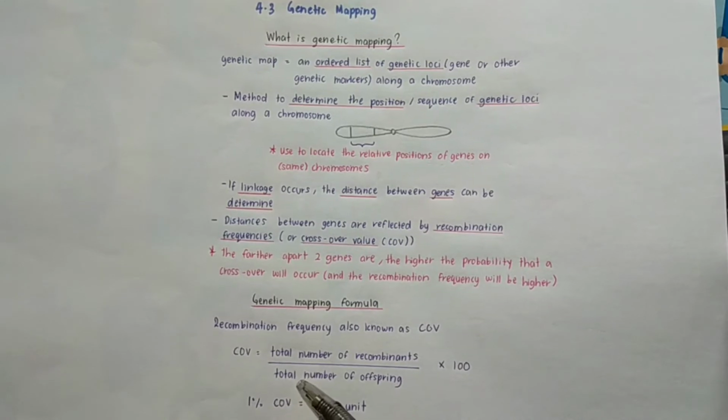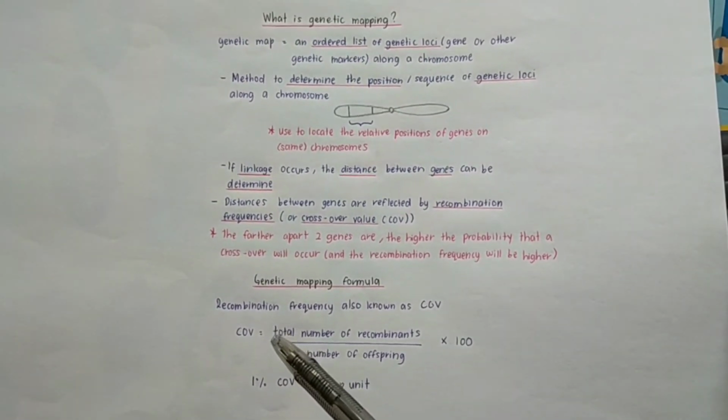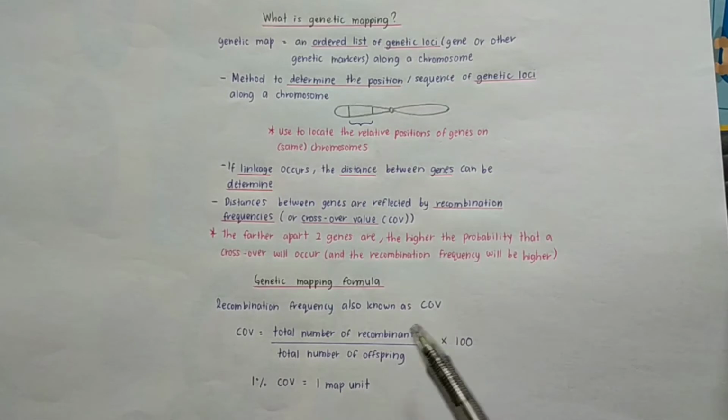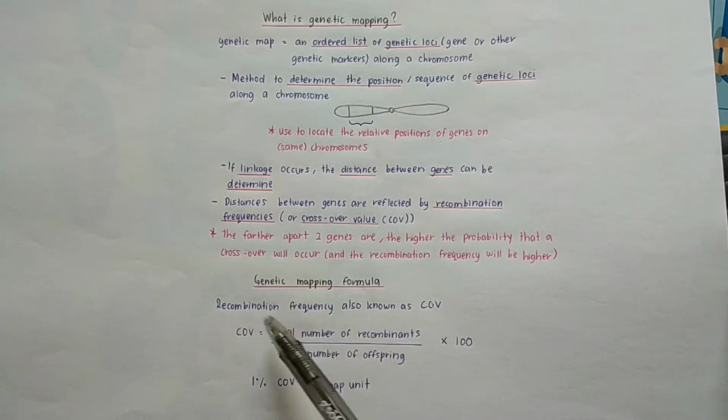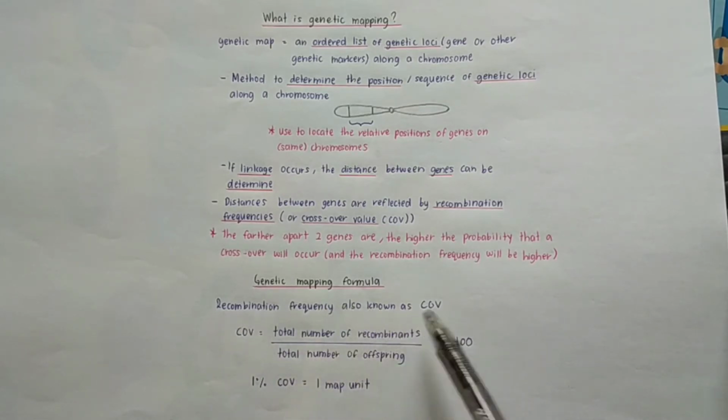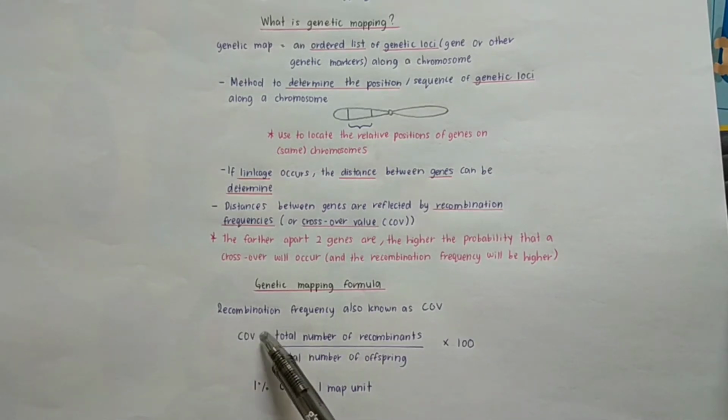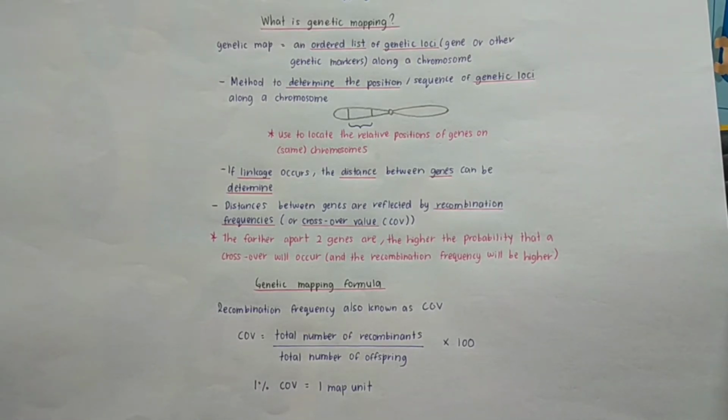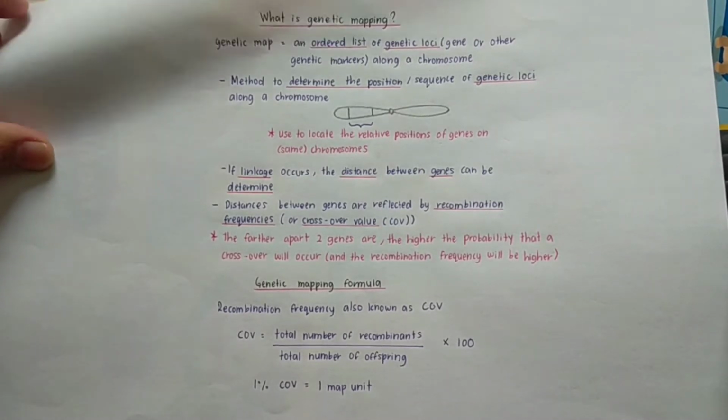Okay, so now we look at the genetic mapping formula. How to get the COV or crossover value? Recombination frequency is also known as COV. So you have to write COV equal to total number of recombinants over total number of offspring times 100. This is the formula. And then 1% COV is equal to 1 map unit. After this, we look at an example of how to calculate the COV, or how to calculate the distance between the two genes.